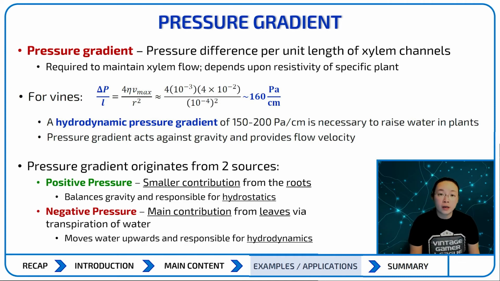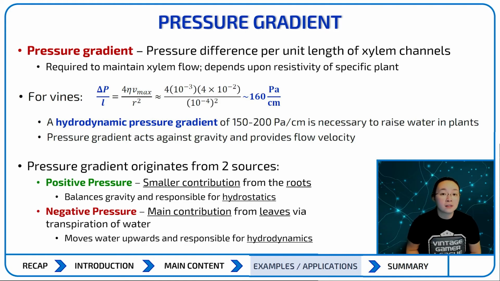So a pressure gradient is defined as the pressure difference per unit length of xylem channels. It's required to maintain xylem flow, and it depends upon the resistivity of a specific plant. So different plants are going to have different resistivities. If we assume vines, which are very small and easy to model, we can calculate a pressure difference. So it's delta P divided by the length of your xylem channel. You can use the equation, plug in some values using the same assumptions that we did before, and you get 160 pascals per centimeter.